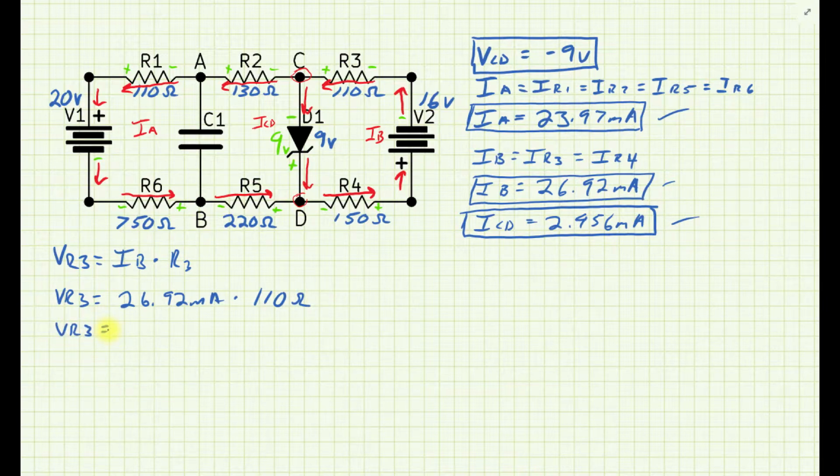Alright, so I'm not able to show my calculator now. I'm having some difficulties with the application that I use, but if I say 26.92 milliamps times 110 ohms, I get 2.962 volts.